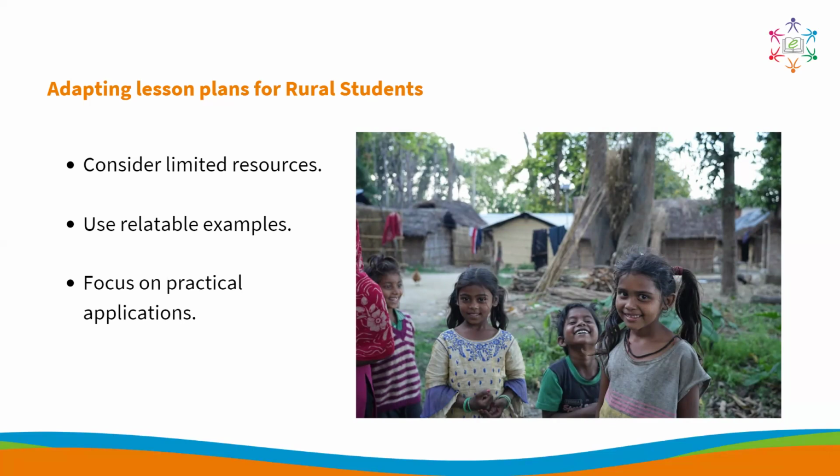So consider how you can adapt to this type of classroom, how you can improve interaction and make the class engaging. And then use relatable examples. One of the best ways to engage rural students is by using examples and context that they can relate to from their daily lives. Then focus on practical applications. These students benefit from lessons that emphasize practical, real life applications of the concepts they are learning.